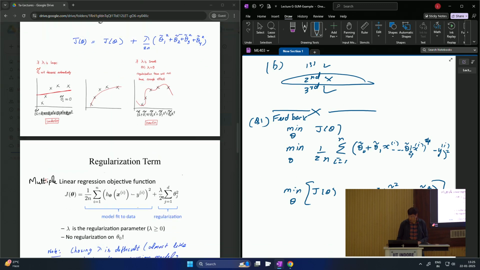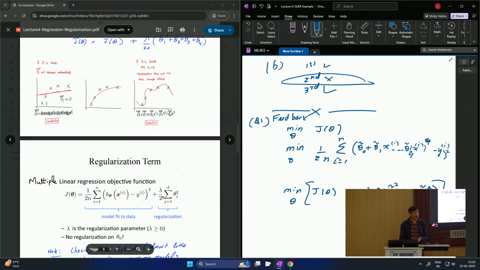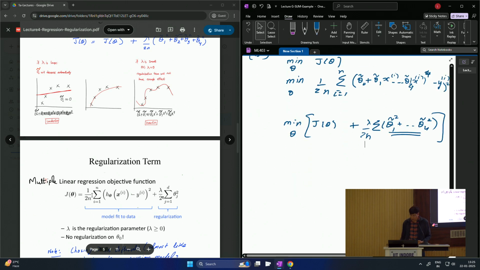And then came the story of lambda over 2n. 2n was normalization. Lambda was deciding how much of this factor you want to dominate. If it dominates too much, all the thetas will go to 0 and theta naught will dominate and it'll start underfitting. If lambda is too small, then this term will dominate and you'll go back to the overfitted case. I've repeated it now the third time. You have to tell me whether you get it or not, otherwise we'll stop here. Okay. So this was the first question.